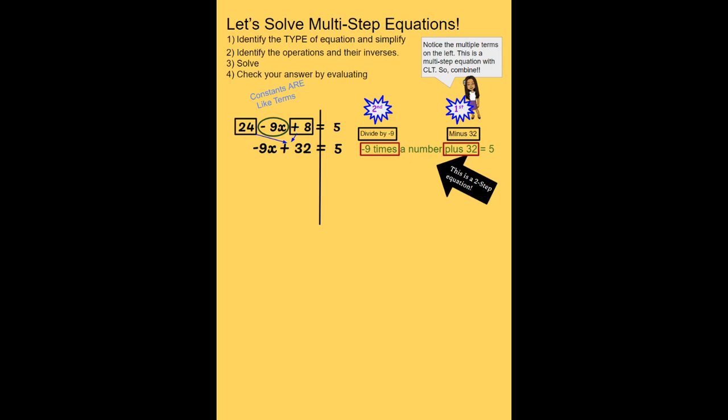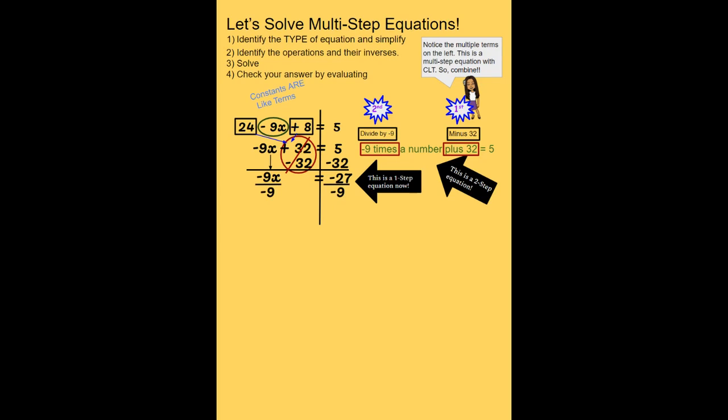Let's solve. Minus 32 on both sides. Notice this says plus 32 and minus 32. This is known as the additive inverse, and it's equal to 0. Now let's bring down negative 9x, and let's simplify. 5 minus 32 equals negative 27. Now we have simplified this multi-step equation to a one-step equation, which says negative 9 times a number equals negative 27. So the inverse of times is divide by negative 9.